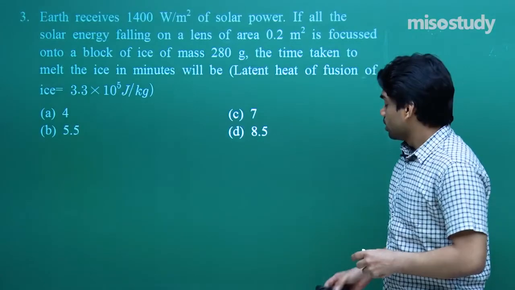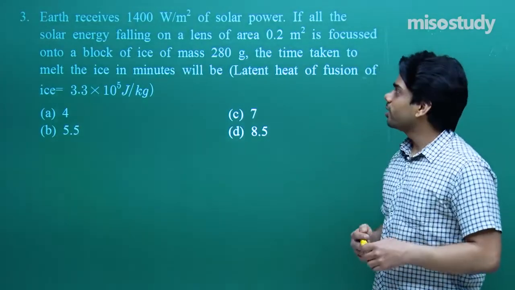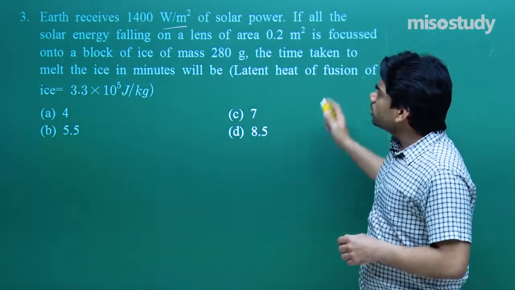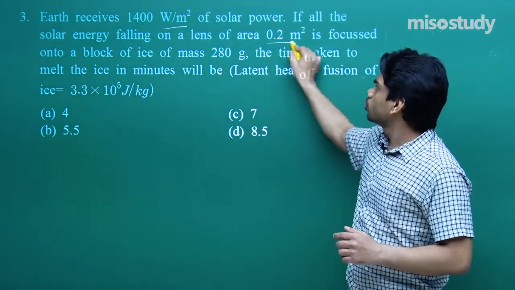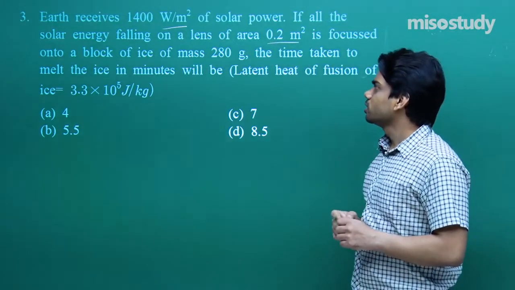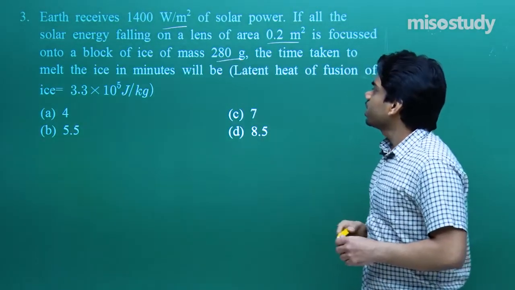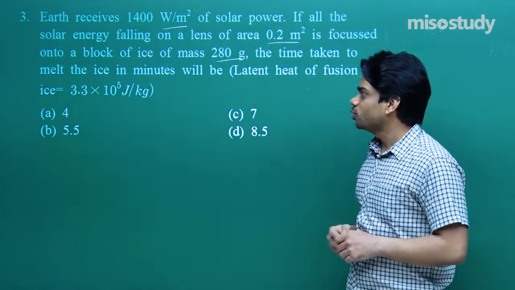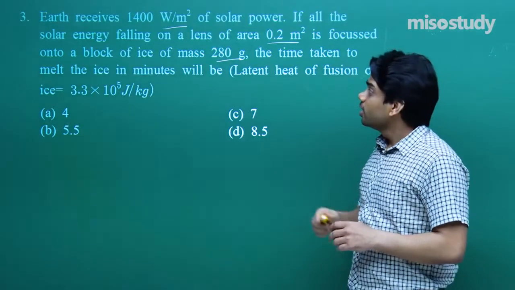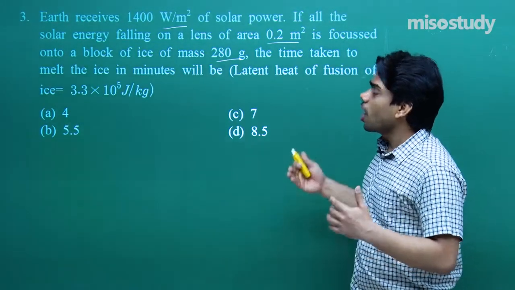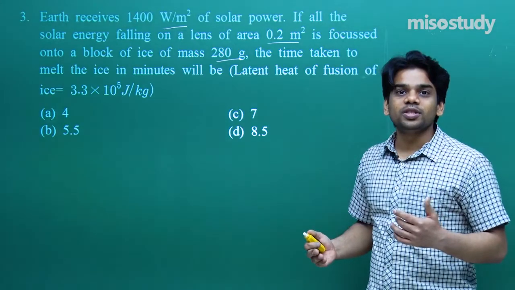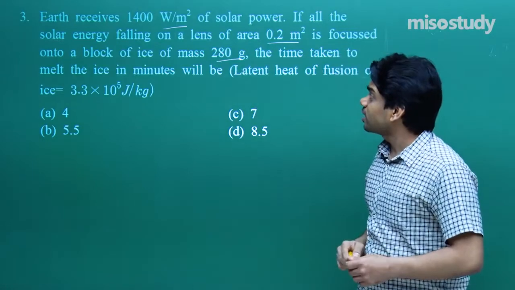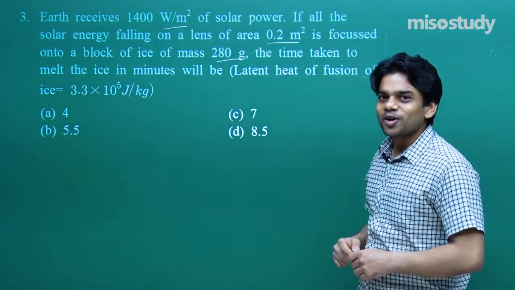Third question. Earth receives 1400 watt per meter square of solar power. If all the solar energy falling on an area of 0.2 square meter is focused onto a block of ice of mass 280 gram, the time taken to melt the ice in minutes will be? Latent heat of fusion of ice is 3.3 joule per kg. See here, how much heat energy will be required to actually convert that ice into water. The mass of ice is given as 280 gram.